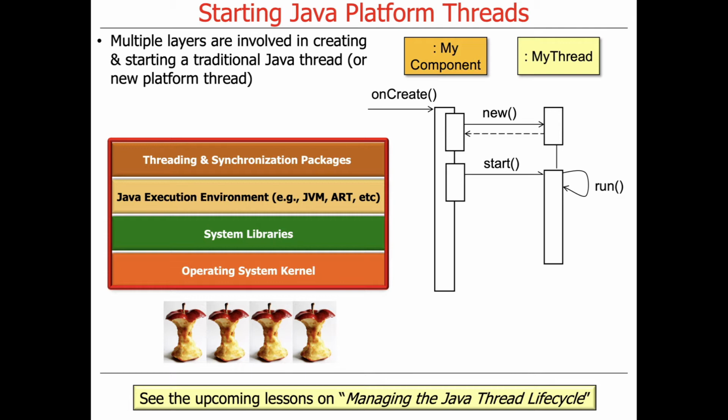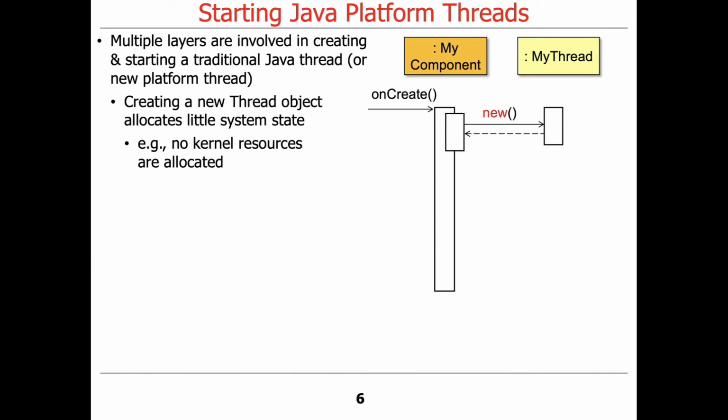We'll look at this in more detail later, but basically you have the operating system kernel, you have system libraries, which are typically written in C, like libc, or where the POSIX pthreads libraries live. You have the Java execution environment, the JVM or ART, and then you have threading and synchronization packages. So all these things are typically involved when you make a thread.